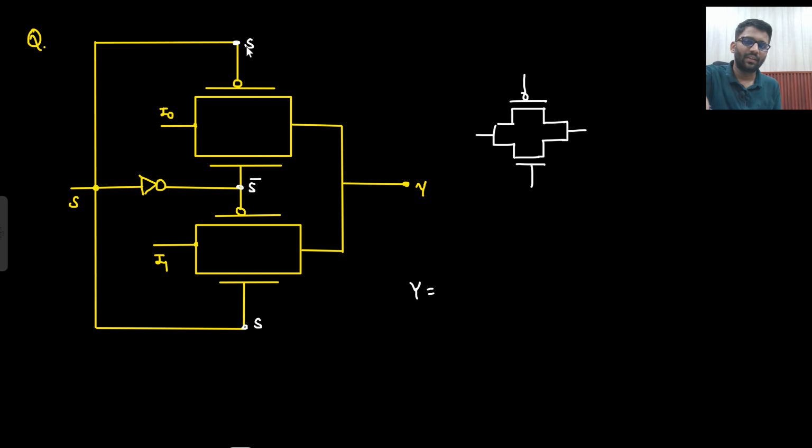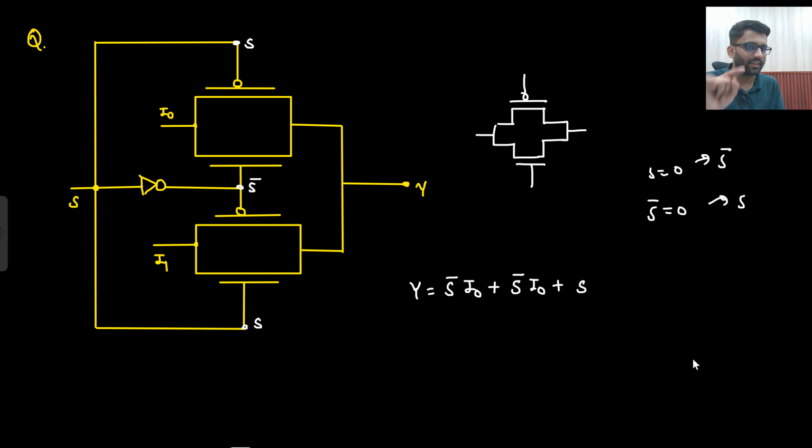Let's talk about this guy. If S is 0, then I naught will come to Y. Or if S bar is 1, that means if S is 0, or you can say if S bar is 1, then I naught will come to Y. Or if S bar is 0, that means I will write S. If S is 0, I will write S bar. If S bar is 0, that means I will write S, right?